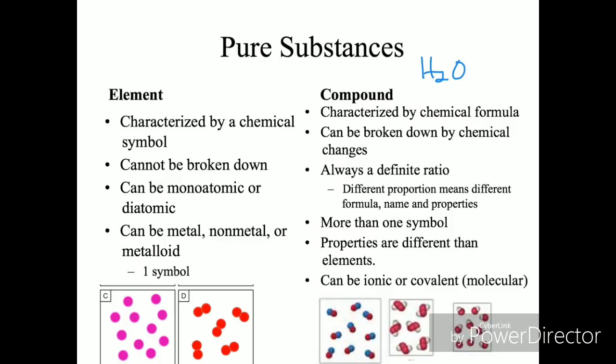So water, which is really healthy for you, has the formula H2O, but hydrogen peroxide has the formula H2O2. So here we can see that a different proportion gives a different formula, a different name, and very different properties.